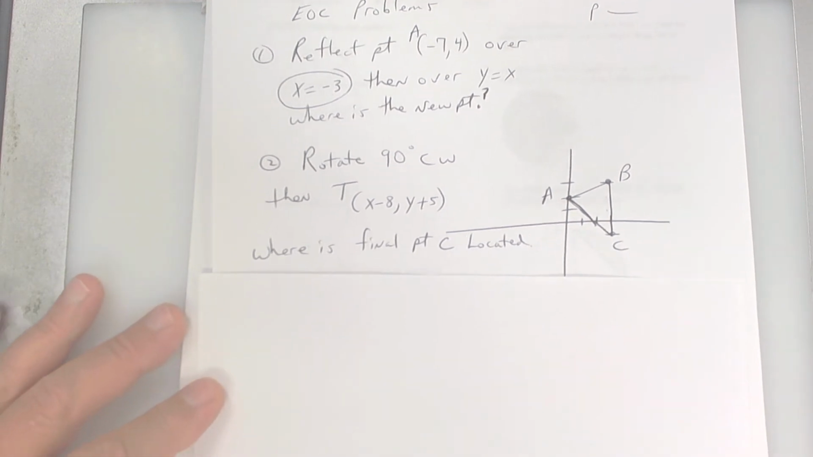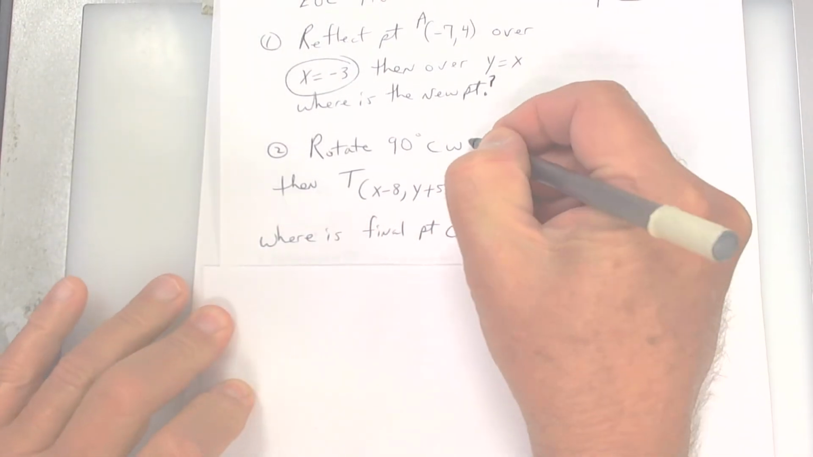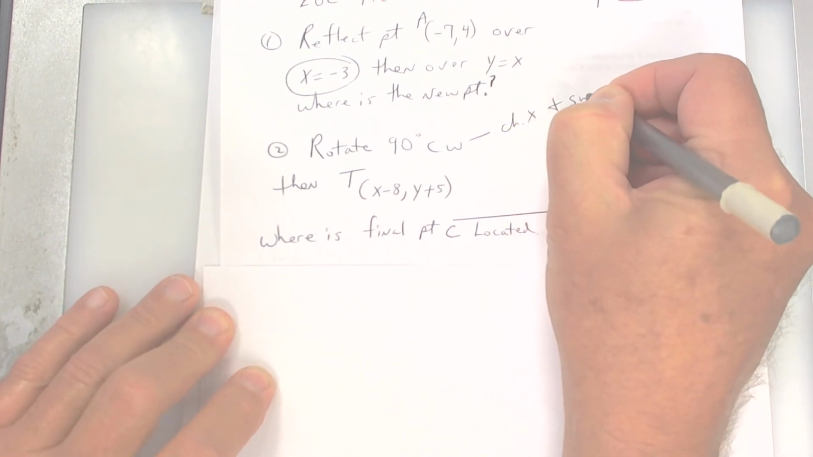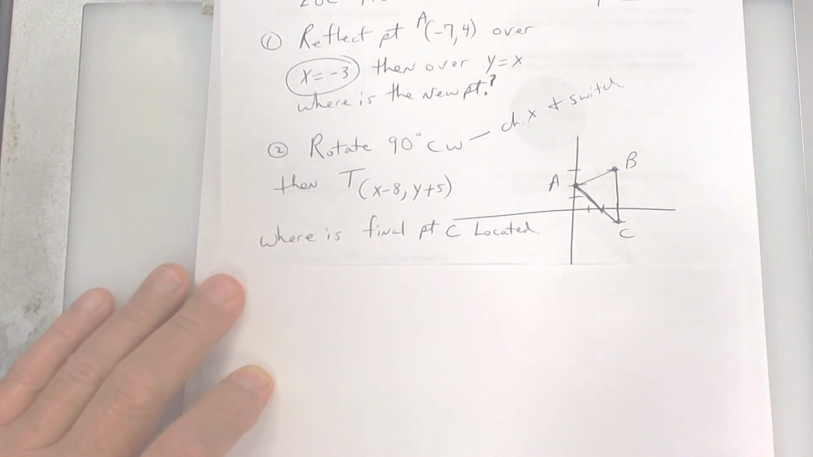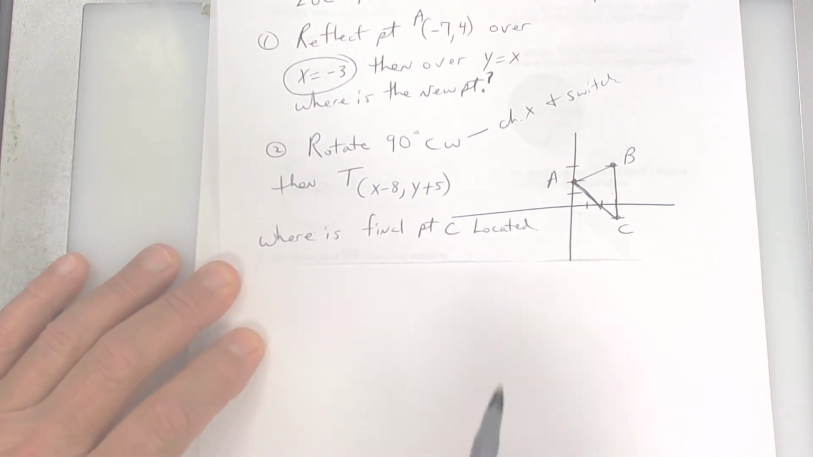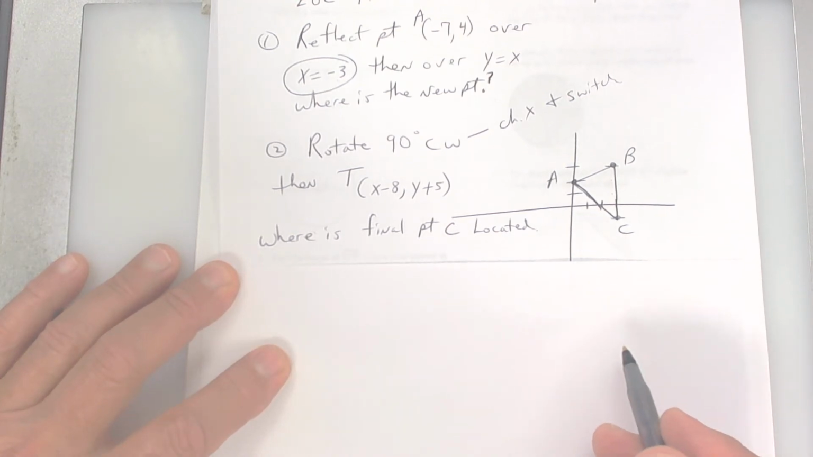This one right here is rotate 90 degrees clockwise. And I'm going to look at the board, and I'm going to try to do it the other way as well. So 90 degrees clockwise looks like change the X and switch. So write that down, and you need to memorize those rules. So change X and switch. Okay, let's see if we can do it without that. So let's take a look. The question is, where is point C located at?